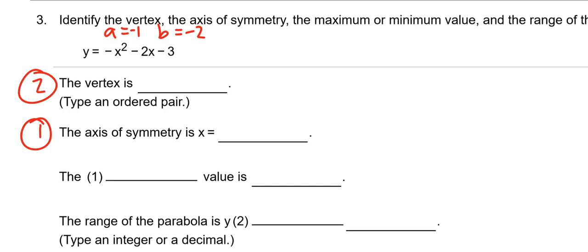Okay, question. So do axis of symmetry first, then second vertex, then third min or max, and then fourth find the range. Yeah, go. First, find the axis of symmetry. Use your opposite of B over 2A. Find your axis of symmetry first.